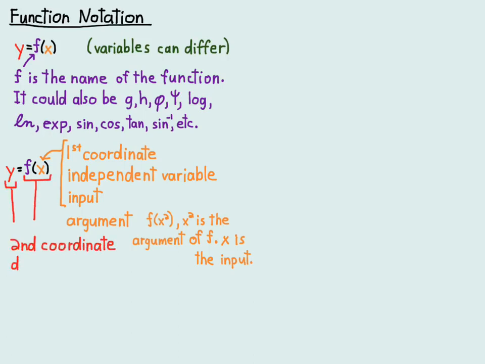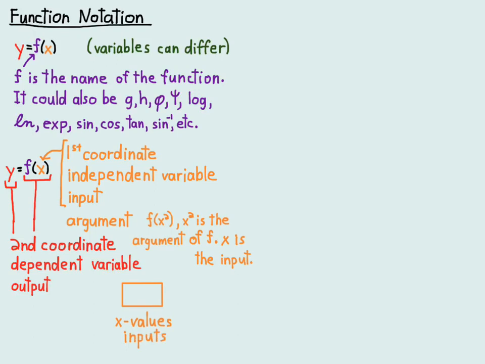Okay, so y is the second coordinate, or dependent variable, or output. And f of x is y. That's what it says, right? F of x is y. So f of x is the output. So f is the name of the function, x is the input, f of x is the output. I think of it that way. Also known as a dependent variable and second coordinate in your ordered pairs.